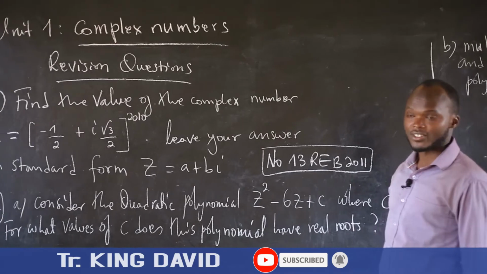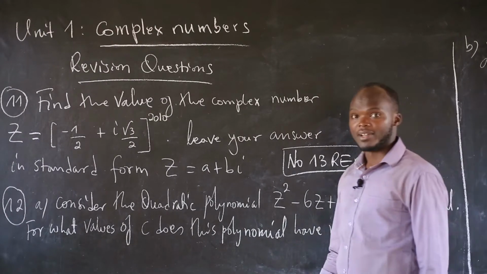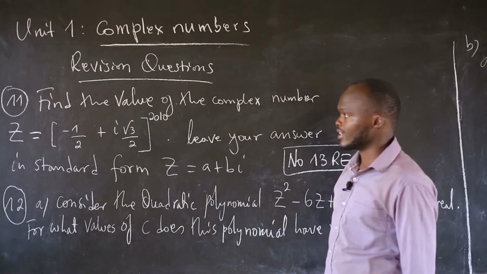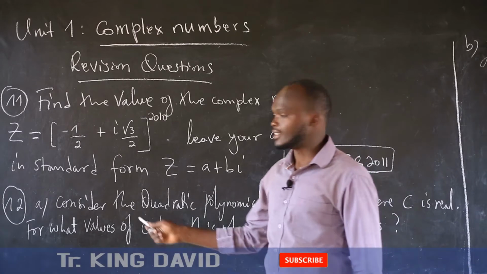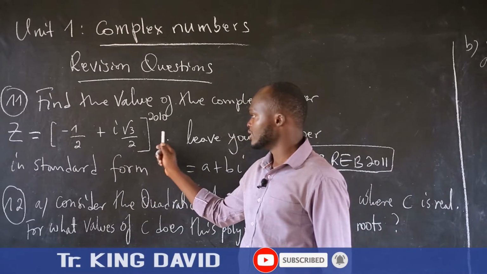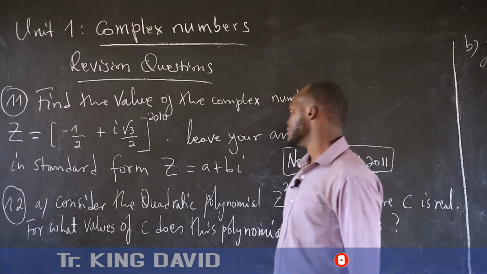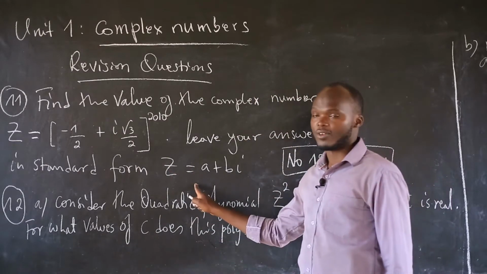We are still on the visual question about complex numbers. So we have number 11. Number 11 is saying find the value of the complex number z, which is negative half plus i root 3 over 2, then power 2010. Leave your answer in the standard form.